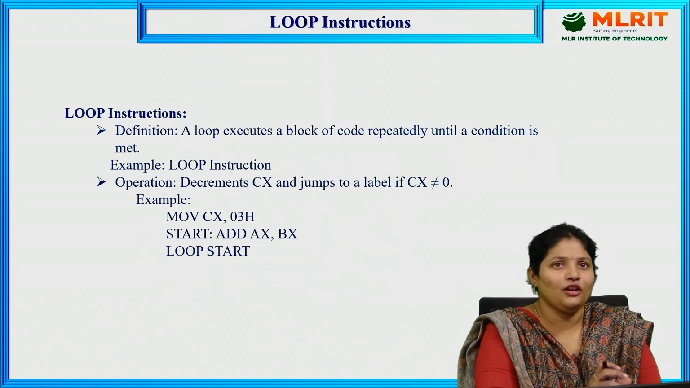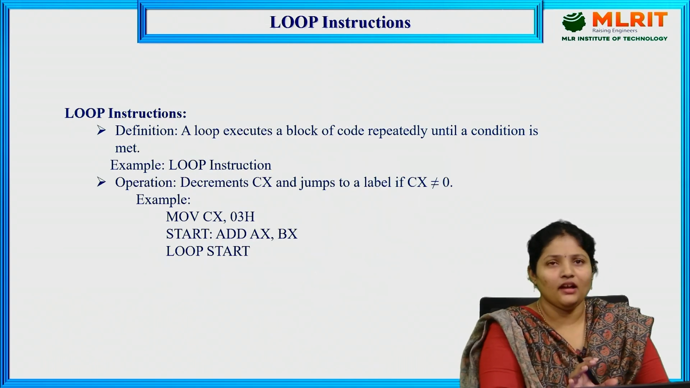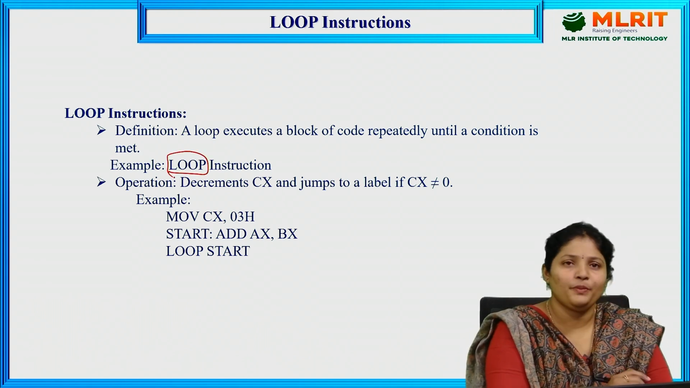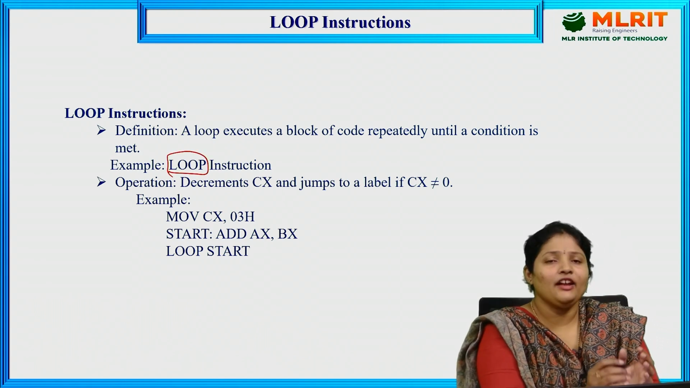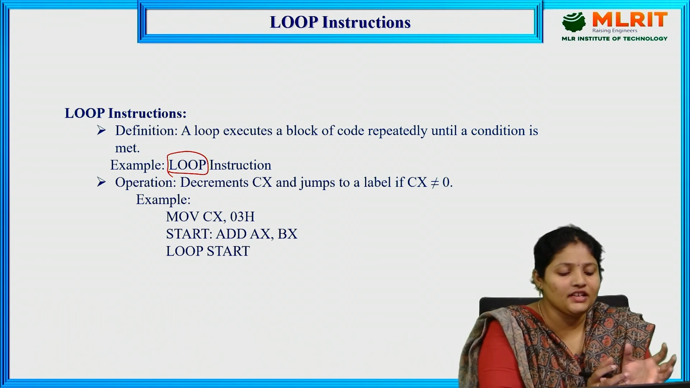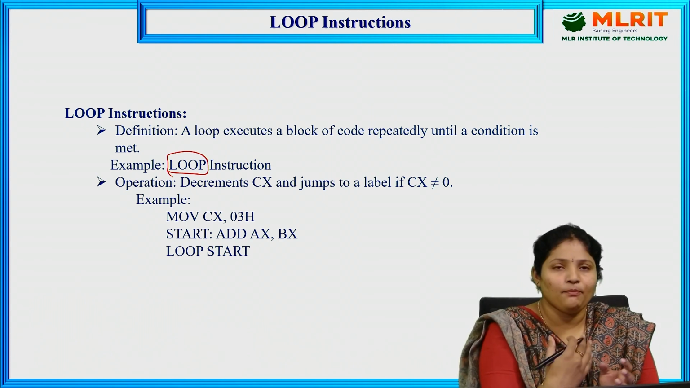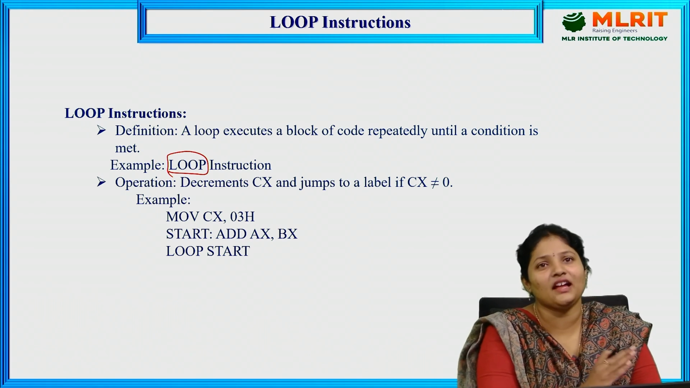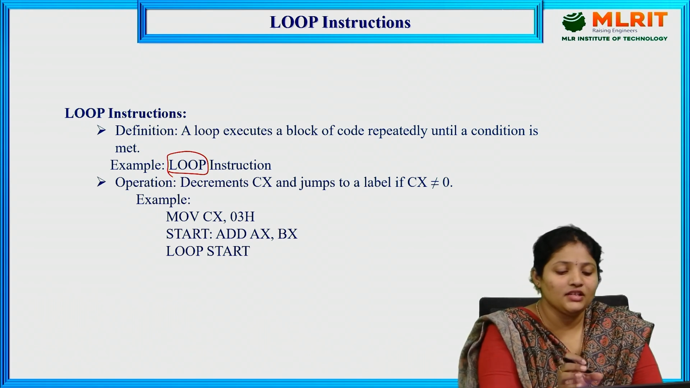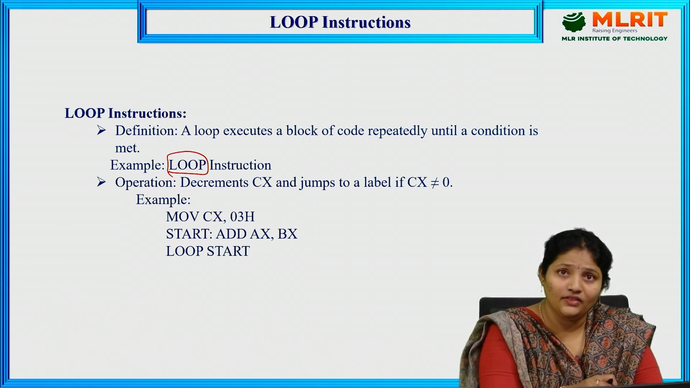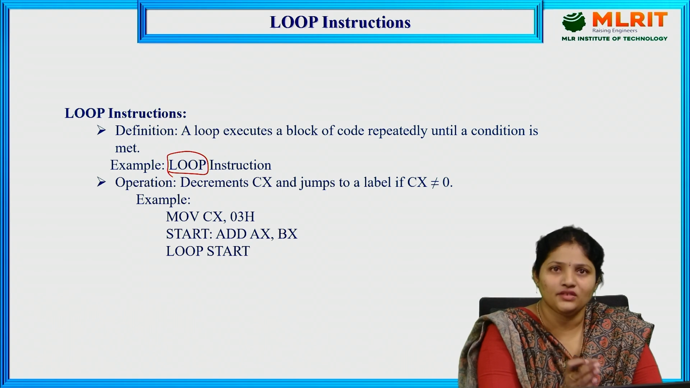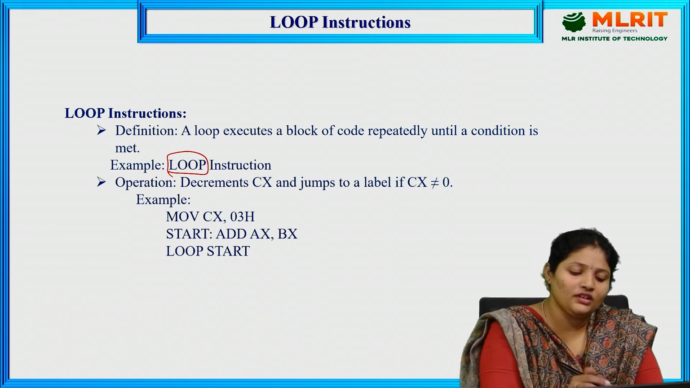Next, coming to the loop instructions. The main instruction in the loop is the LOOP instruction. While using this loop instruction, how many times do we need to repeat such type of instruction? This particular set of instructions will be repeated until the condition is satisfied. So this block of code which we are writing in the loop will get executed until the CX register gets 0. So in this particular type of program, we need to mention the count in the CX register.